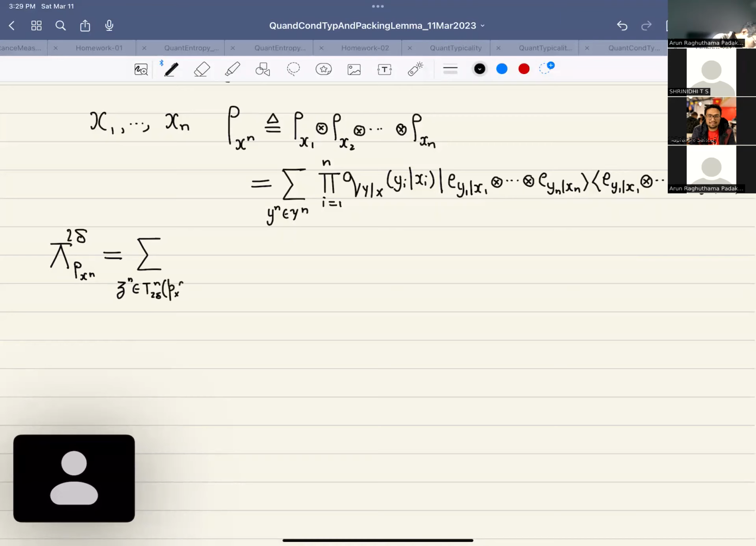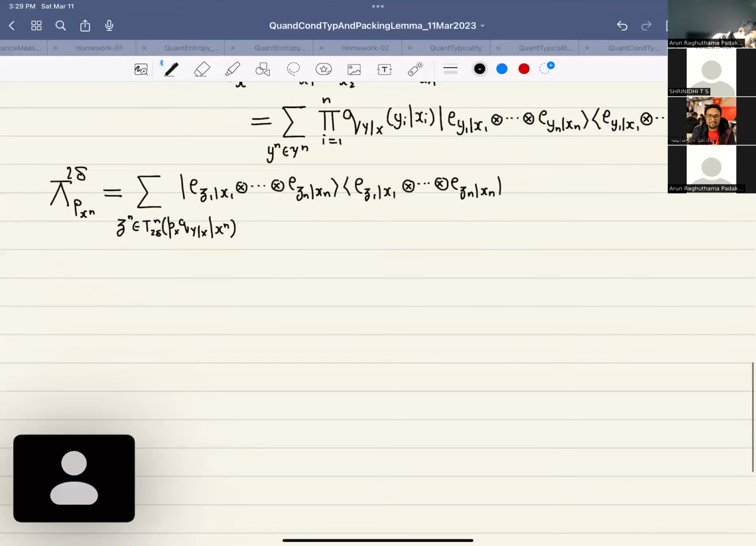So p_x q_y given x. If you observe, this is our notation in the homework. What will it be here? It will be |e_z1 given x1> all the way until |e_zn given xn>, and <e_z1 given x1| all the way until <e_zn given xn|. See, the xn's are fixed, okay? x1, x2, xn are all fixed.